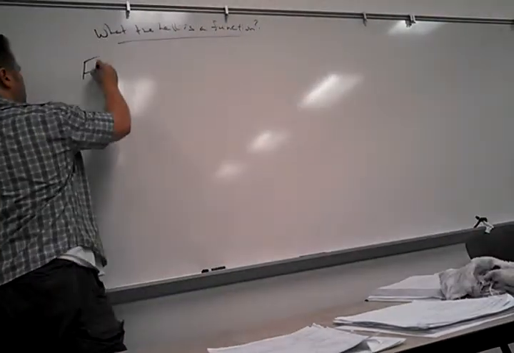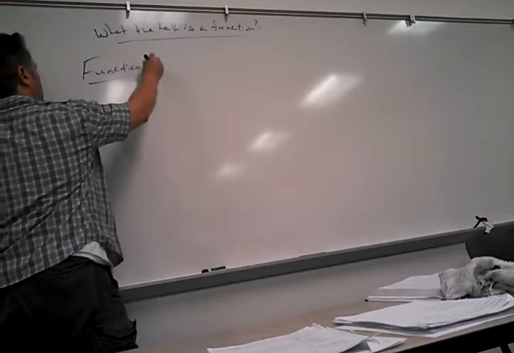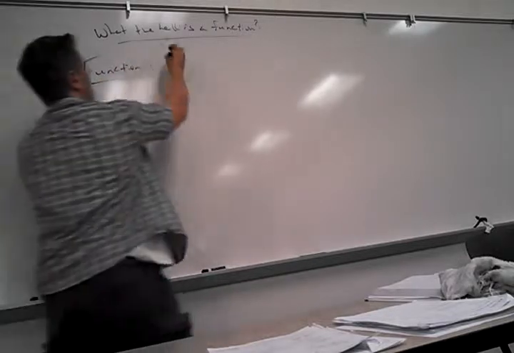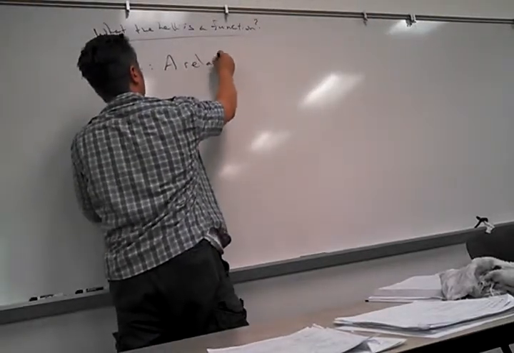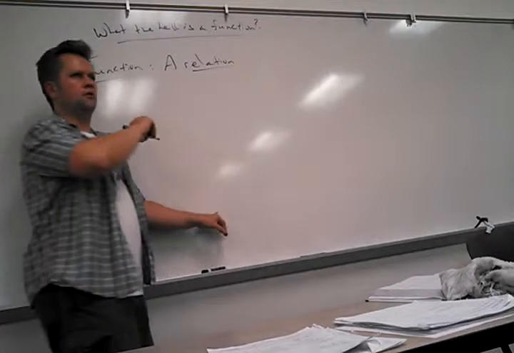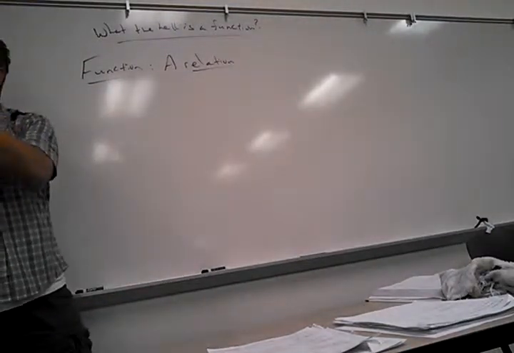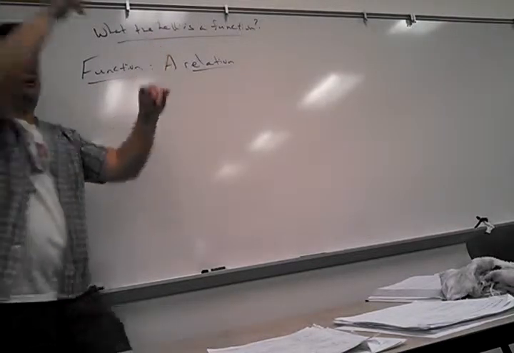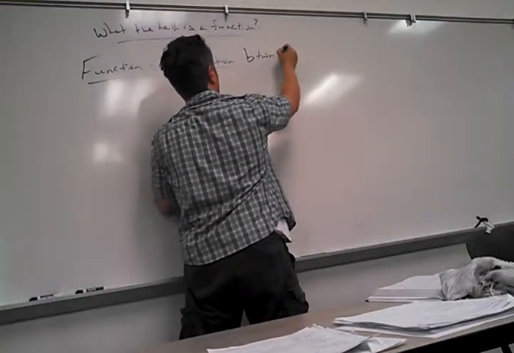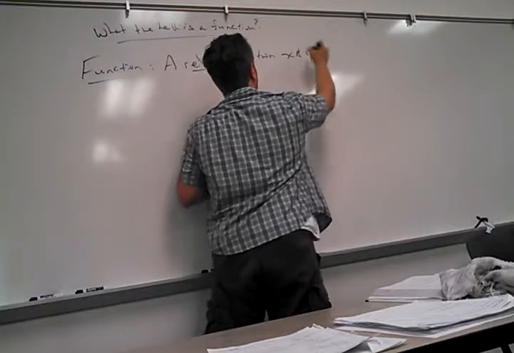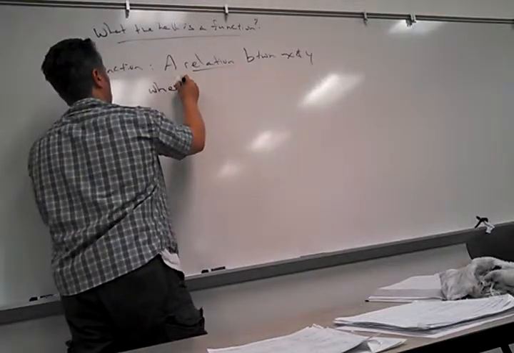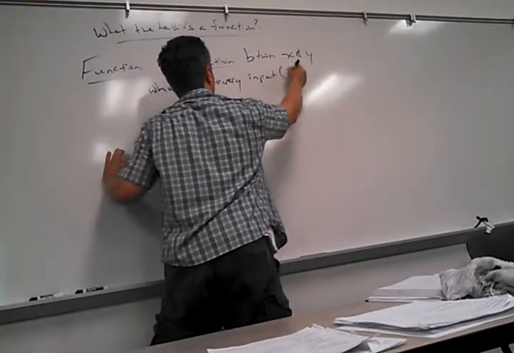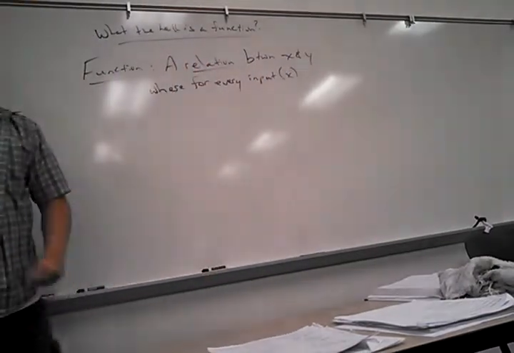So here's the technical definition of function. It's a relation between two variables, x and y. It could be time and so forth, but it's between x and y. It's a relation between x and y where for every input, which we normally consider x, there can be only one.